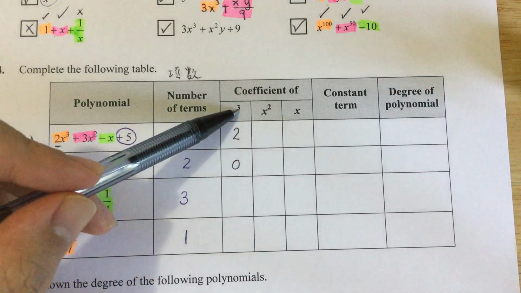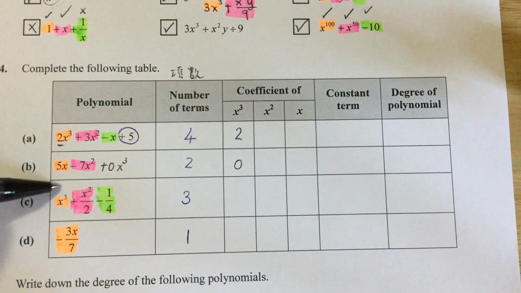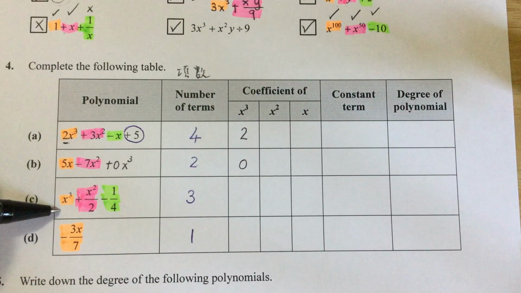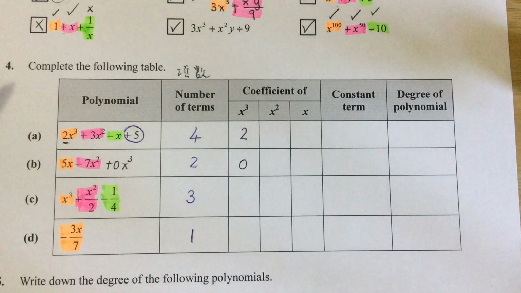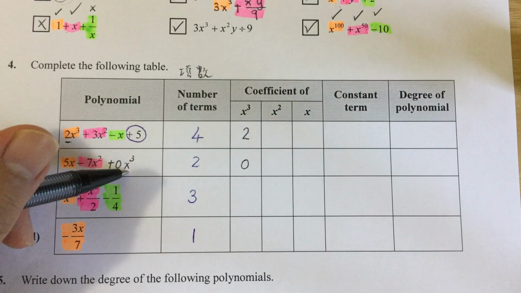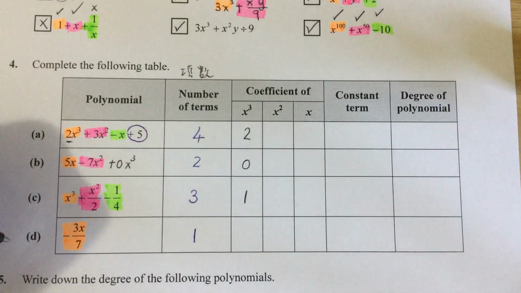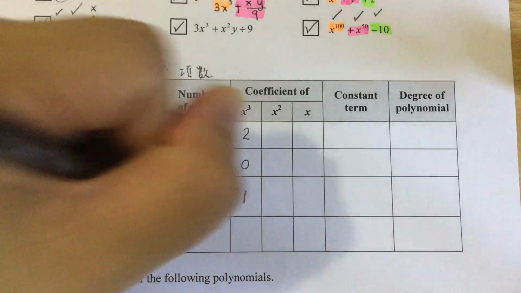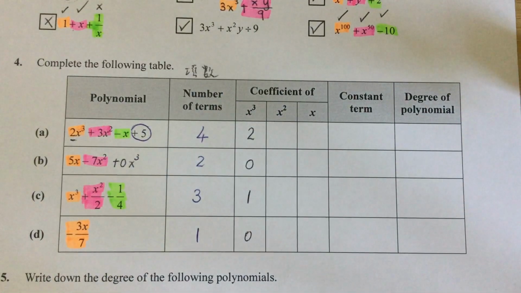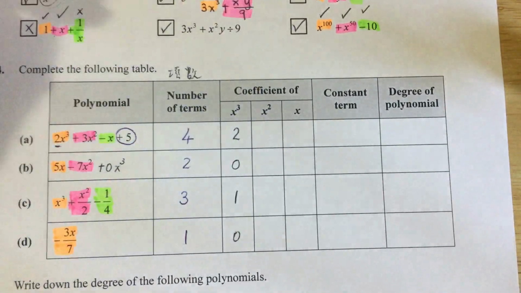Okay, now for the x cubed in the third one, you will see x cubed here. We do not have any number in front of it, so this one is not 0, because 0 times something is always 0. So this one is 1. And the last one, D, we do not see any x cubed, so this one is 0. Okay, we finish it. And for x squared, look at this one.